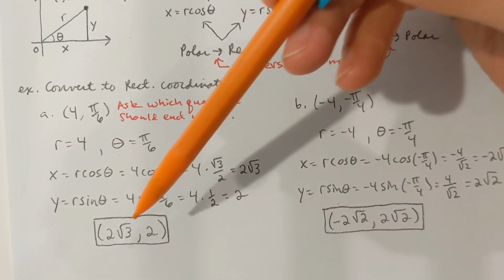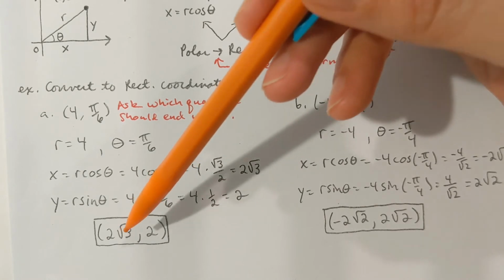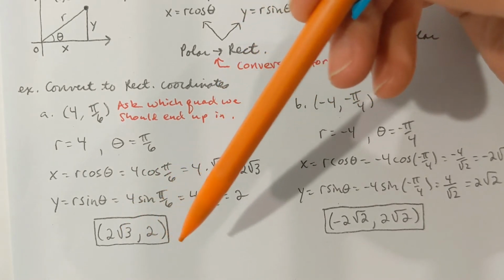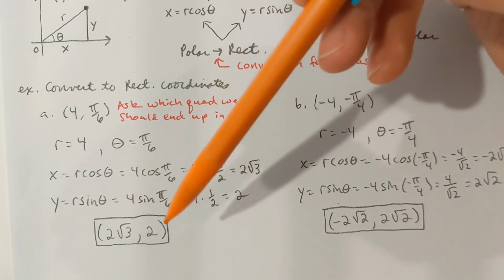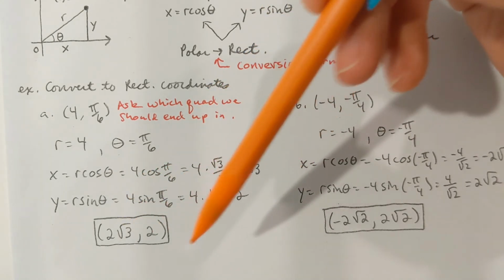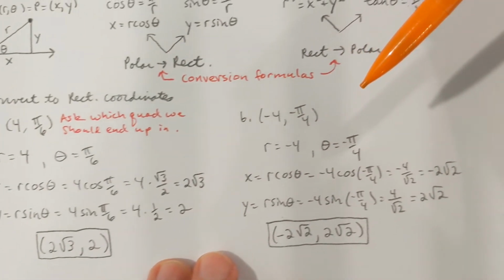Now, this point looks correct. Of course, it is correct. Both x and y are positive. That's what we want, if we're going to be in quadrant 1. So (2 root 3, 2) would be my answer there now in rectangular coordinates.